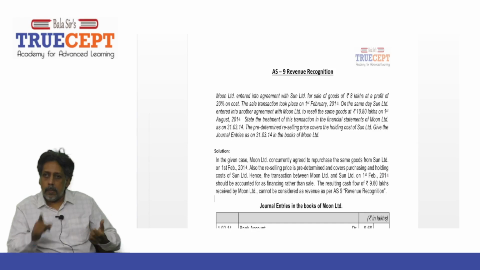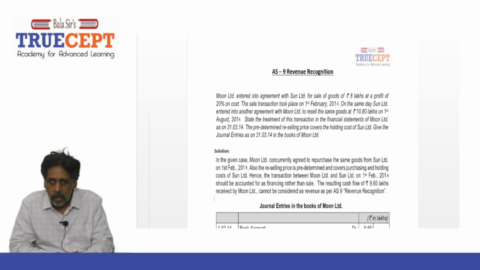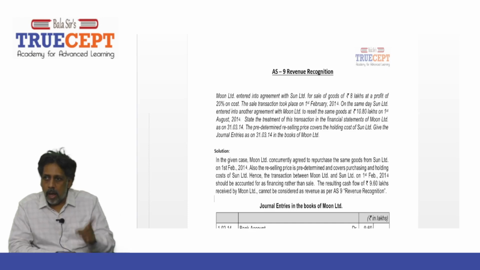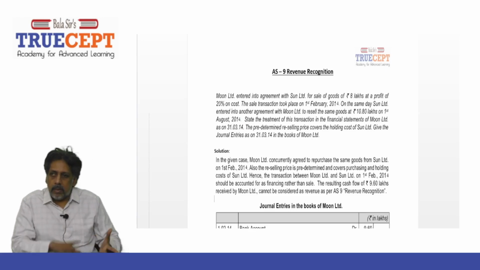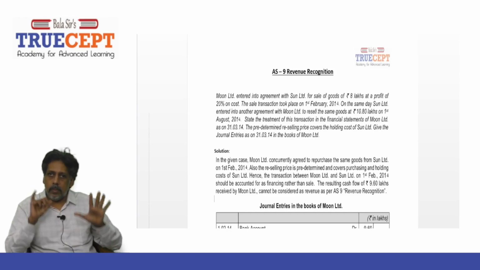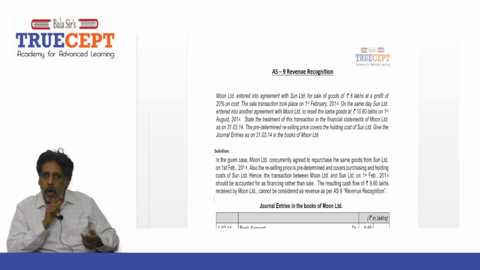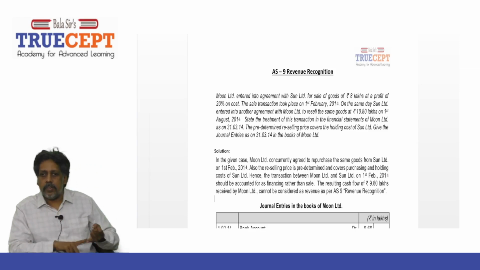It's on the same date. Now we sign one more contract. What is the first contract? You selling goods to me for 9,60,000 on 1st Feb 2014. We sign one more agreement, wherein I'll be reselling the goods, or you'll be repurchasing the goods from me, after how many months? 6 months. On 1st August 2014. For how much? For 10,80,000.